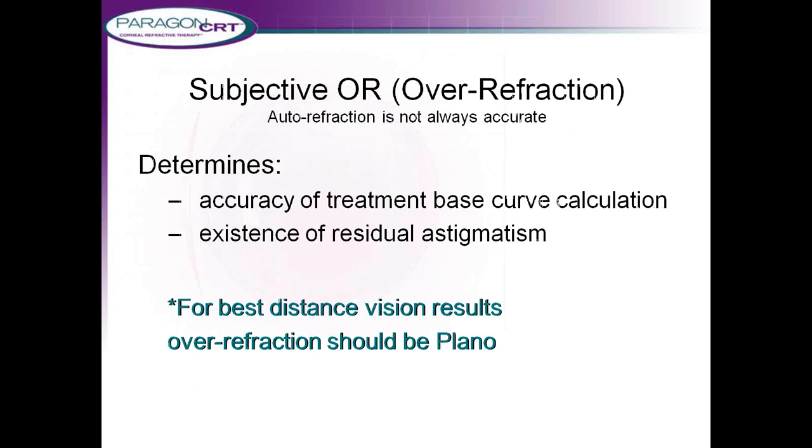Why overrefract with the lenses on? Simple. It verifies that the base curve is correct and if there is evidence of residual astigmatism coming through with the lenses on. The desired overrefraction result should be plano. One word about autorefraction, and that it is not very accurate for doing refraction with the lenses off. You will most often see more astigmatism through an autorefraction than you would subjectively.